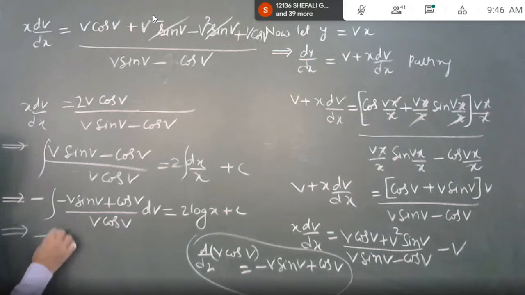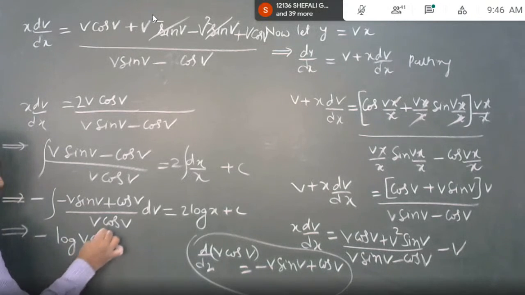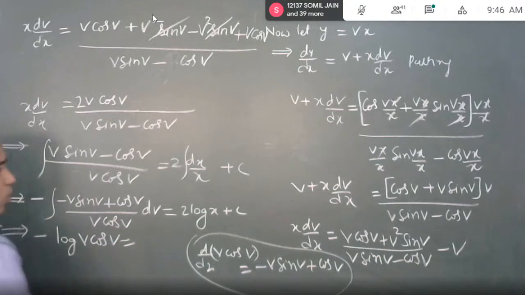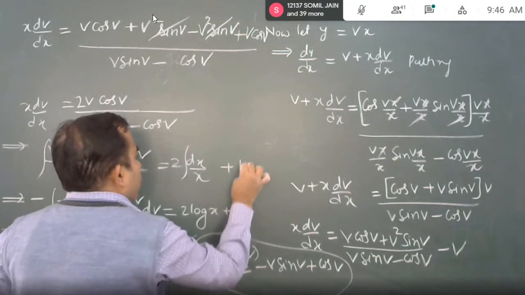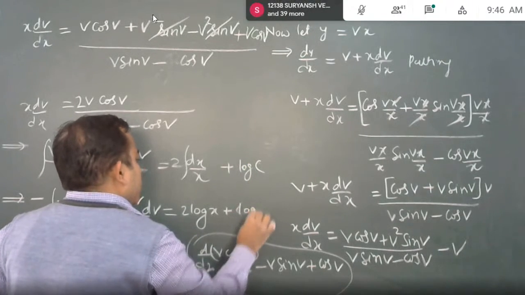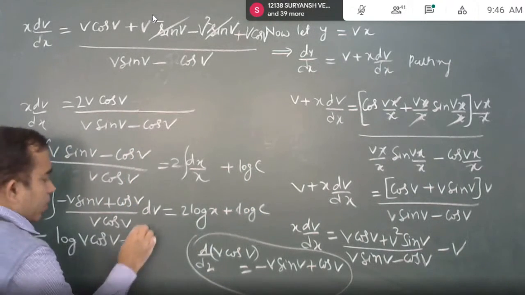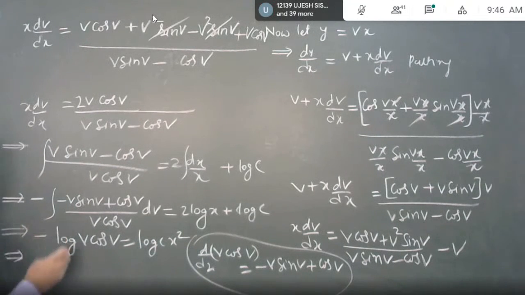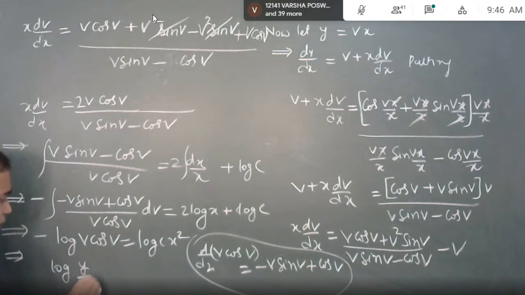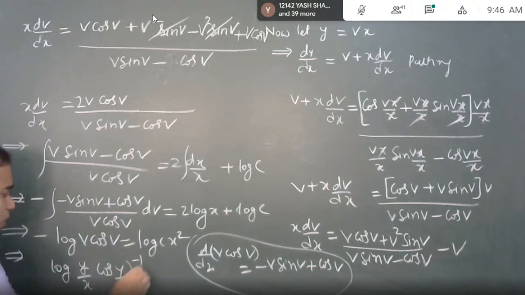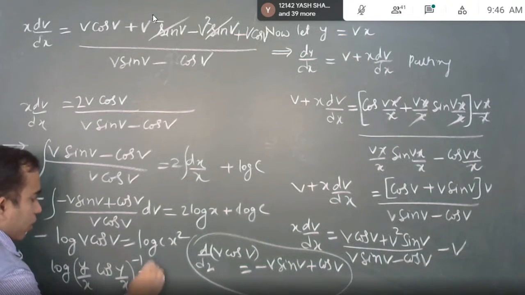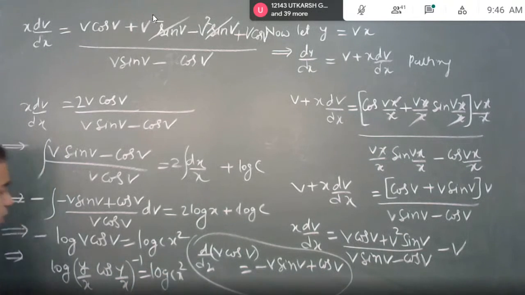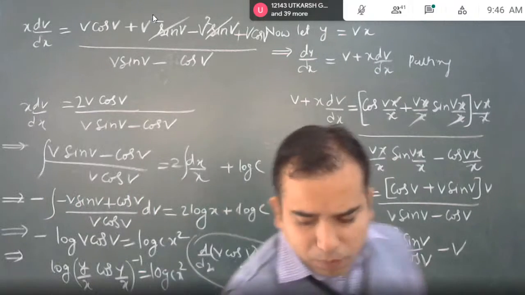This will be log of denominator, minus log of denominator v cos v, equal to this c also let us keep in terms of log c. 2 on that side, and it will become log c x square. Okay, minus taking in exponent, so log v की जगह पे y upon x cos y upon x, okay, whole power minus 1 equal to log c x square. Now remove log from both the sides and simplify it further.